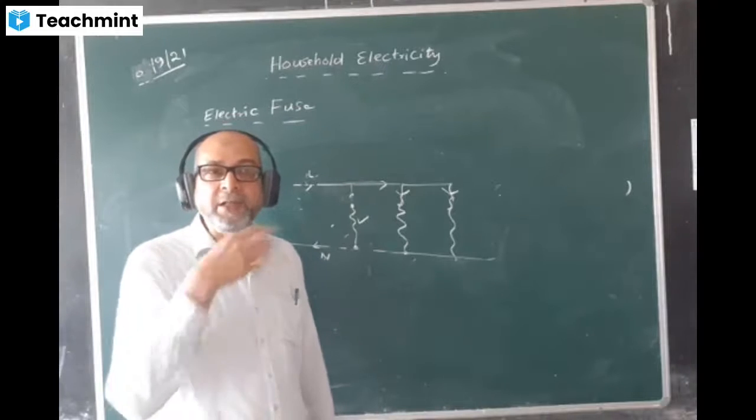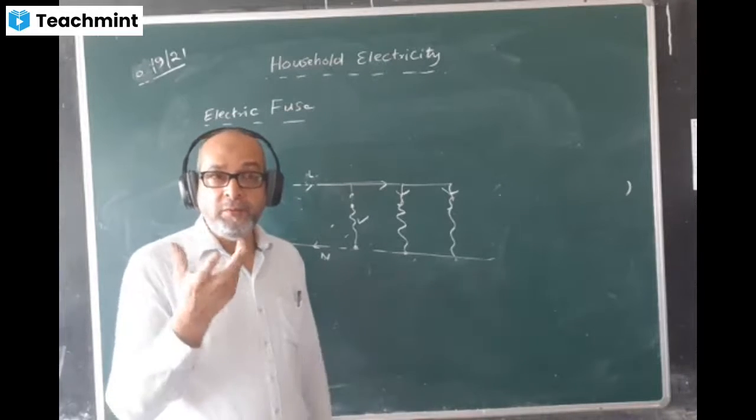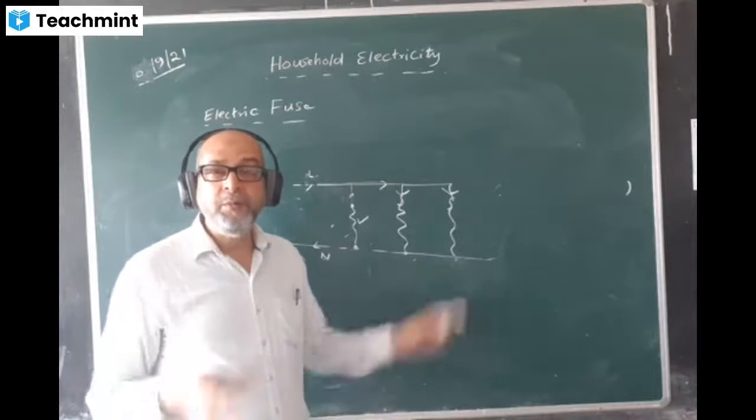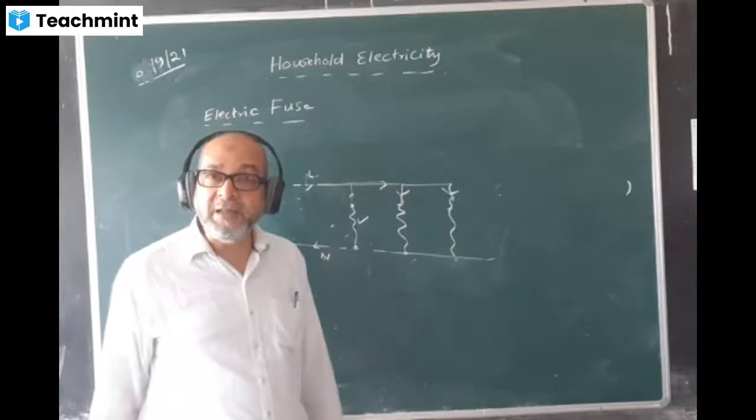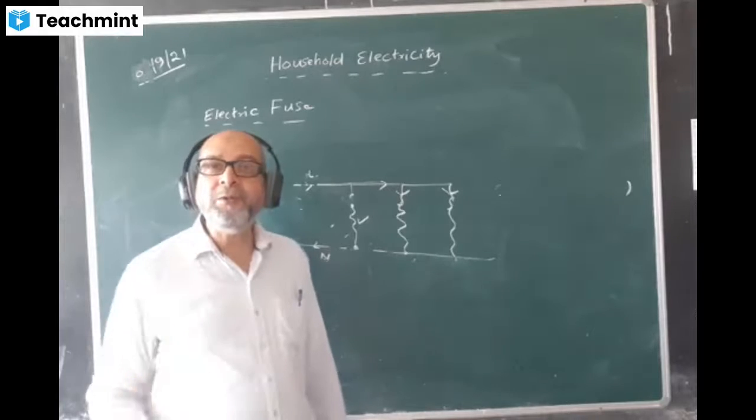That's why I told you in the beginning, any current related device is always connected in series. Like an ammeter measures current, it is always put in series. Fuse, it limits current. You have to always connect it in series and with the live wire. And just now I told you about the switch.